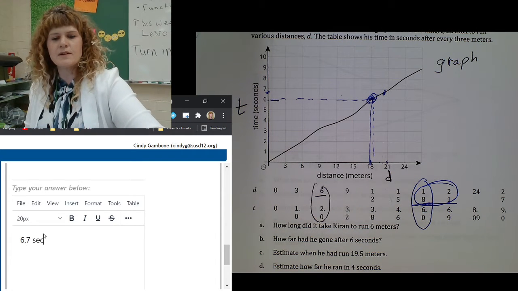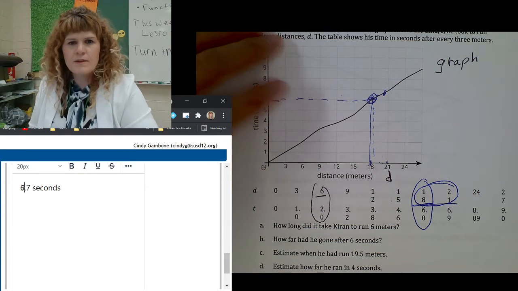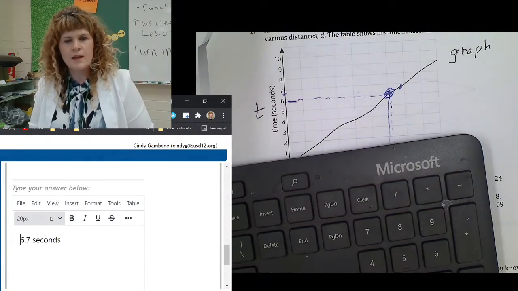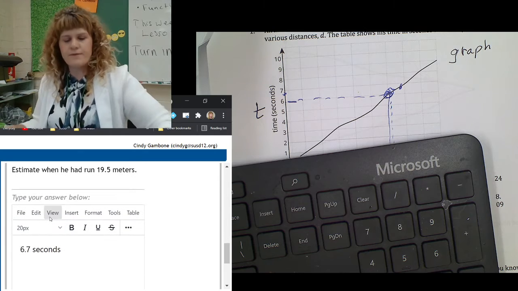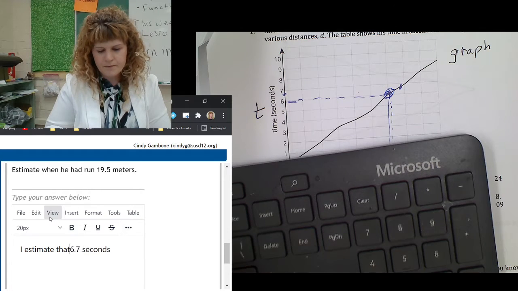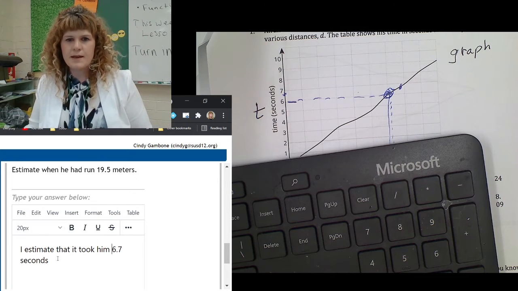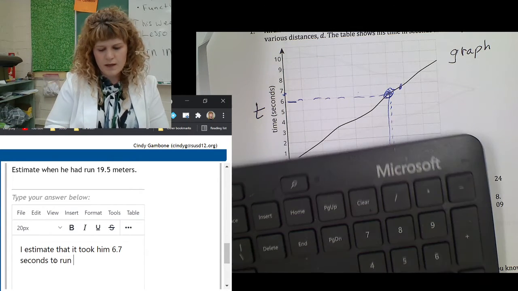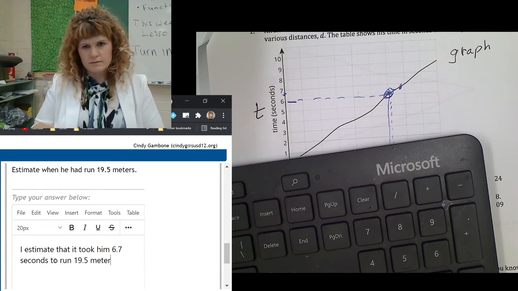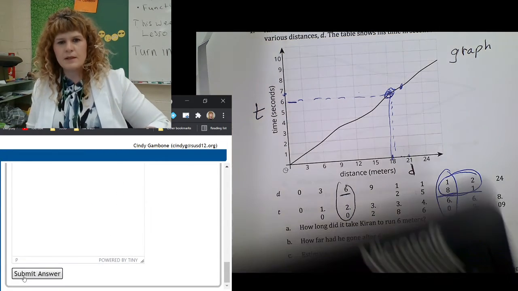Please put seconds in your answer so that I know you're following along. In fact, let's go ahead and type this answer a little bit better. Estimate when he had run 19.5 meters. So let's make a sentence. I estimate that it took him 6.7 seconds to run 19.5 meters. There's a nice answer. And submit it.